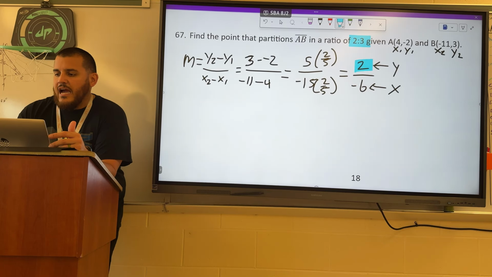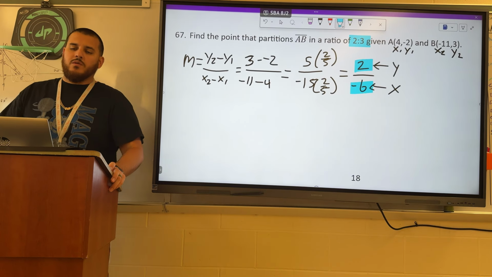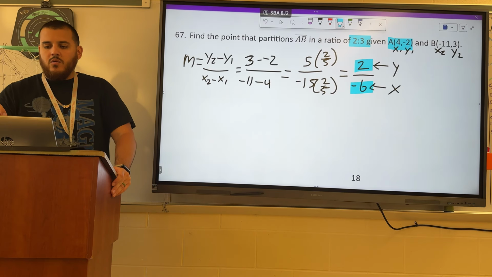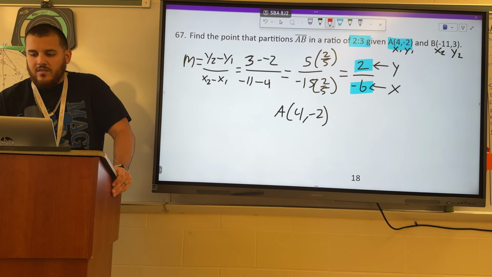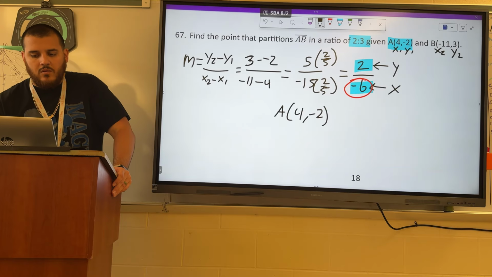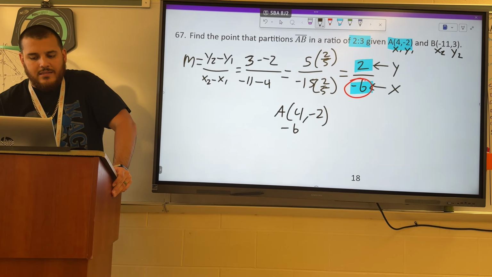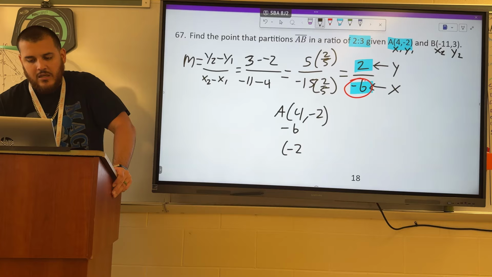These now represent how far away my point is from the start of the segment, which was point A. So I started this segment at positive 4, negative 2, and I know that I need to be negative 6 units away from this x coordinate, so I'm going to subtract 6 from it. 4 minus 6 gives me negative 2.